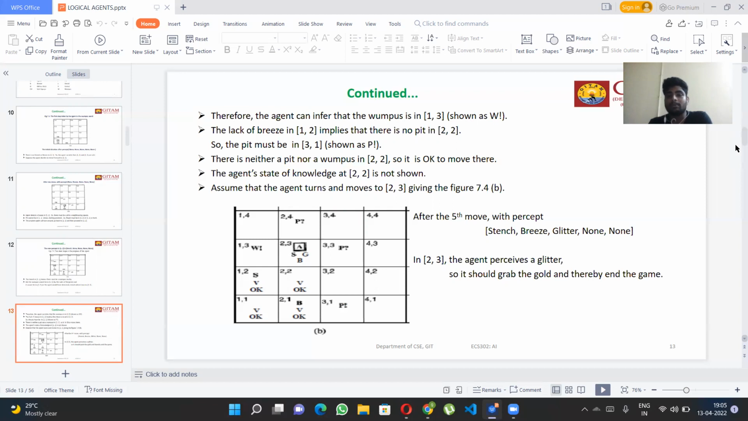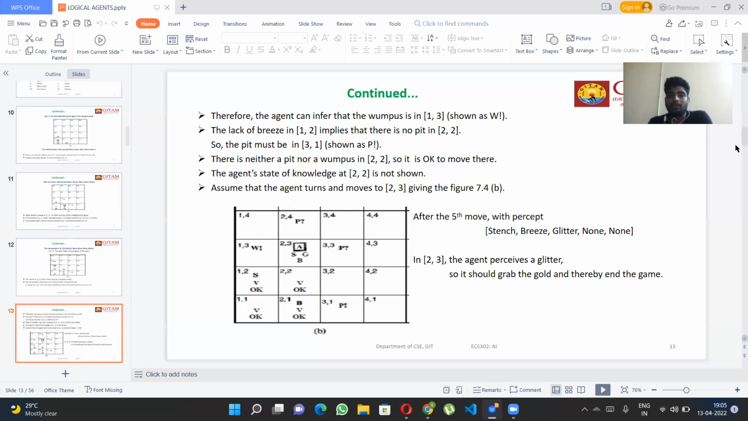You can see in the figure beside it also: if there is no breeze in 1,2, then there is no pit in 2,2. So the pit must be in 3,1 only. I already said that if the breeze is not available in 1,2, it is a symbol that there is no pit in 2,2.